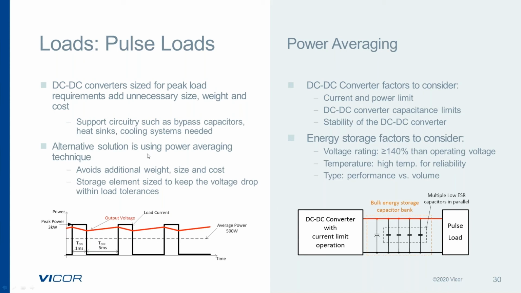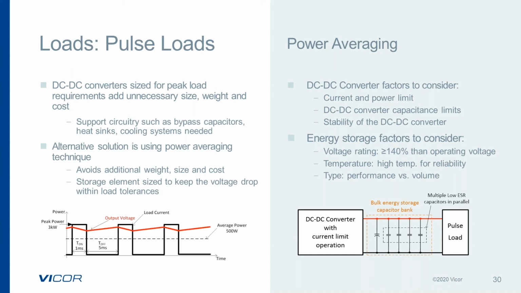Well, in many cases, system designers will design the DC to DC converter to supply that pulse load maximum. So if you have a 1,000-watt maximum pulse, the DC to DC converter system is designed to deliver 1,000 watts. And then that 1,000 watts is drawn from the source as well.